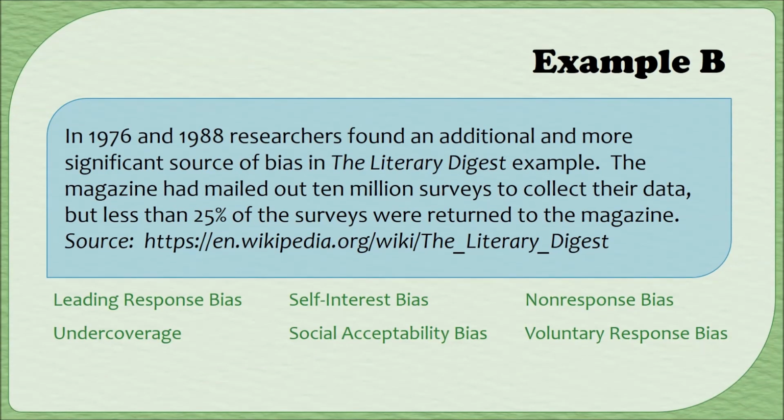Example B is a follow-up to Example A. In 1976 and 1988, researchers found an additional and even more significant source of bias in the Literary Digest example. The magazine had mailed out 10 million surveys to collect their data, but less than 25% of the surveys were returned to the magazine. What type of bias is exhibited here?